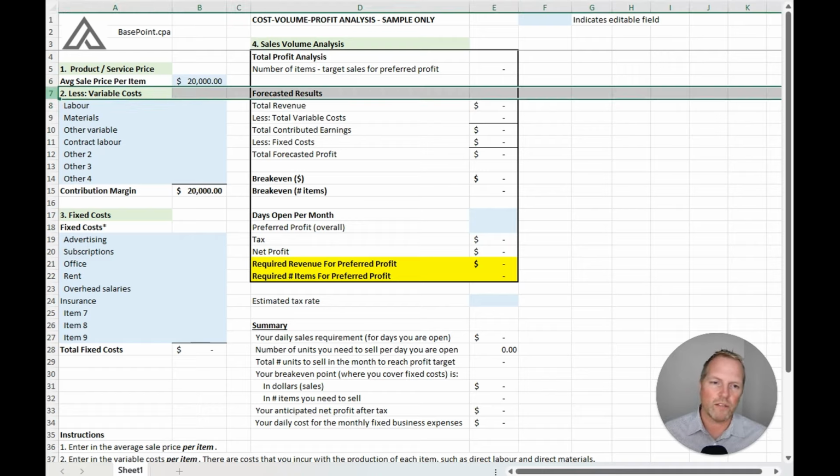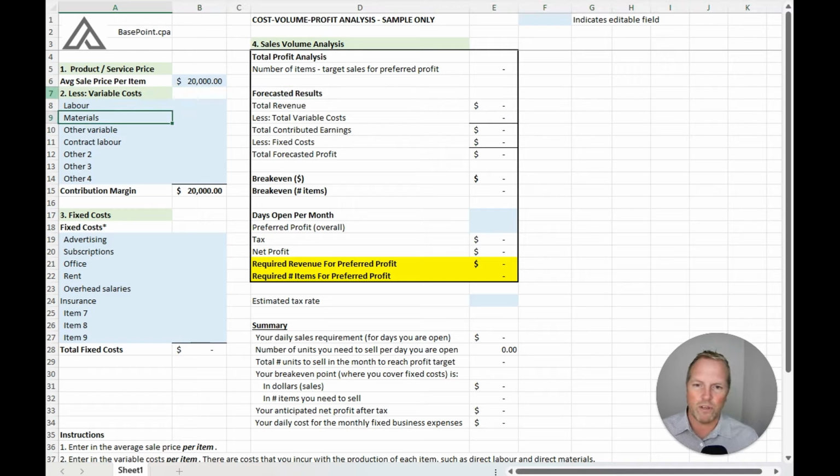So what are variable costs? Variable costs are costs that your business incurs when you do work. When you perform work or make a sale, you're going to have costs that are directly associated with that sale that you would otherwise not incur if you had no sales. If you did no business whatsoever, no sales, those would be the costs that you don't incur.